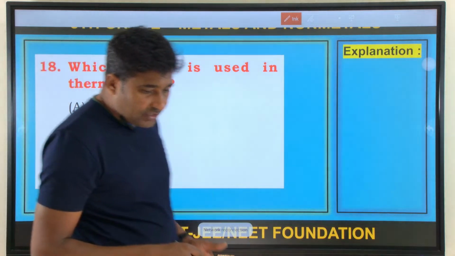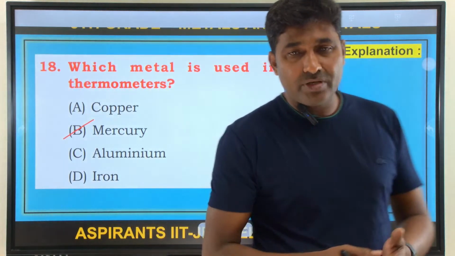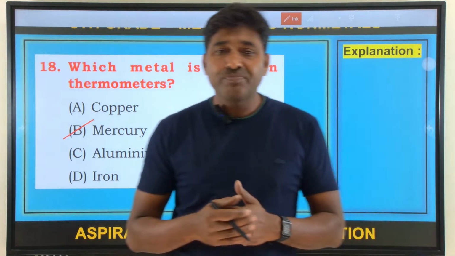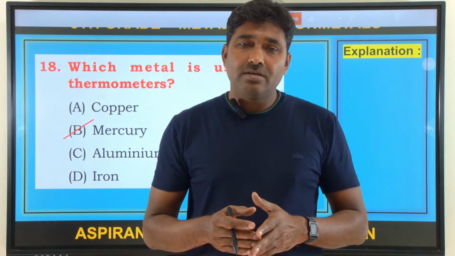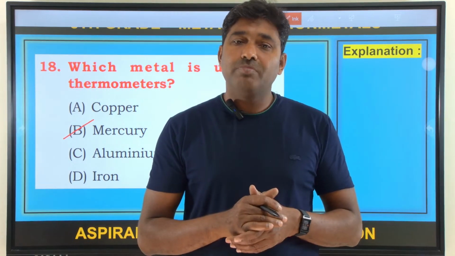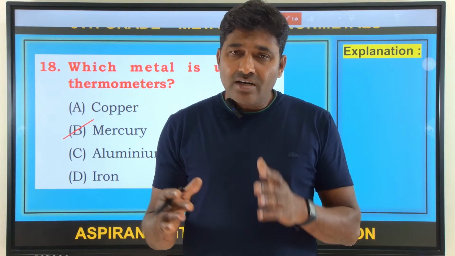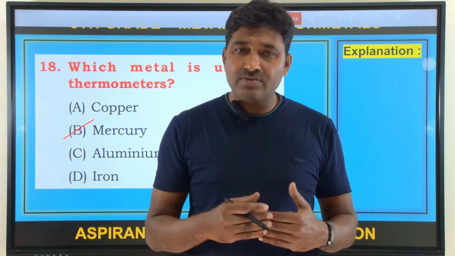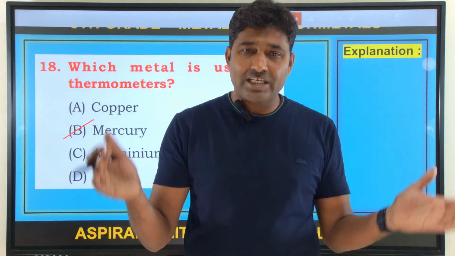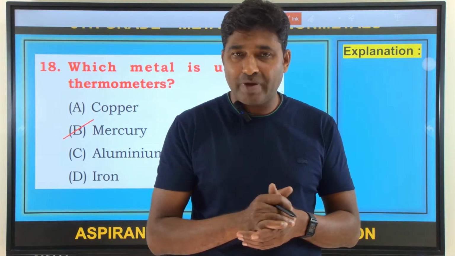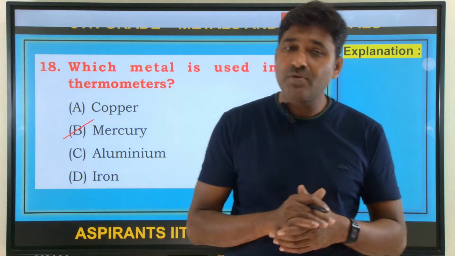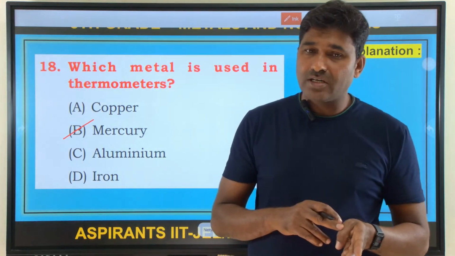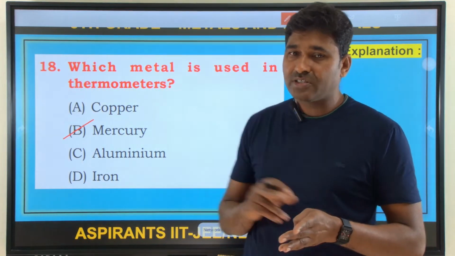So why is mercury used in thermometers? Why not other elements? Because, as we just discussed, mercury is a heat sensitive metal. It undergoes expansion uniformly on heating. Whenever it receives heat energy, it will expand uniformly. It exhibits the property of uniform expansion on heating. That is one of the reasons why it is used in the thermometer.